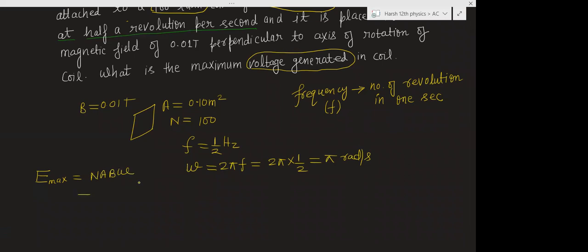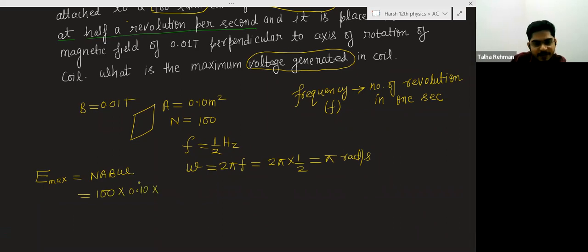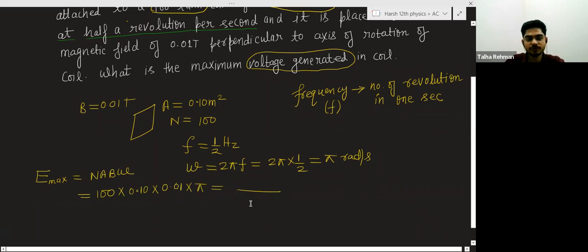So the number of turns is 100. The area of the coil is 0.10. The magnetic field is given as 0.01 Tesla. Omega is the angular frequency, that is given by pi. So basically this will be the answer. Can you solve this?